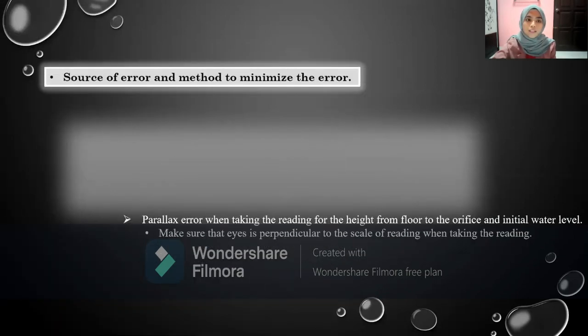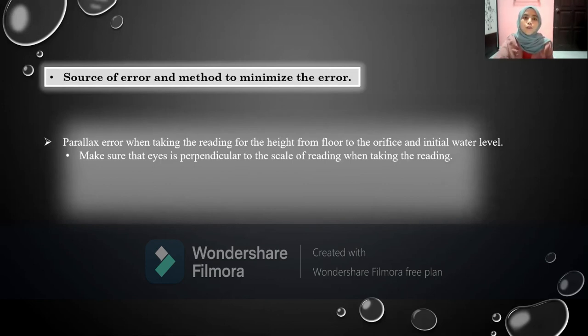Okay, then for the sources of error, from the average percentage error we can conclude that there are some errors when we carry out this experiment. One source of error is parallax error when taking the reading for the height from floor to the orifice and the initial water level. To minimize the error, make sure that your eyes are perpendicular to the scale of reading when taking the reading.